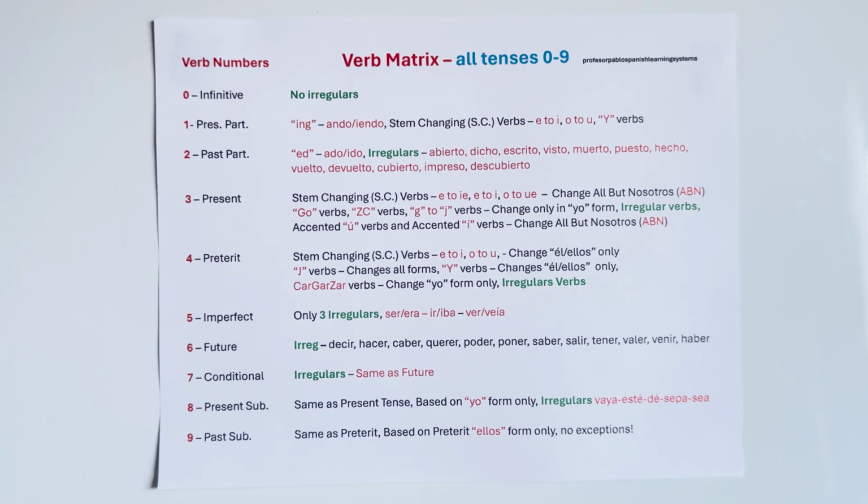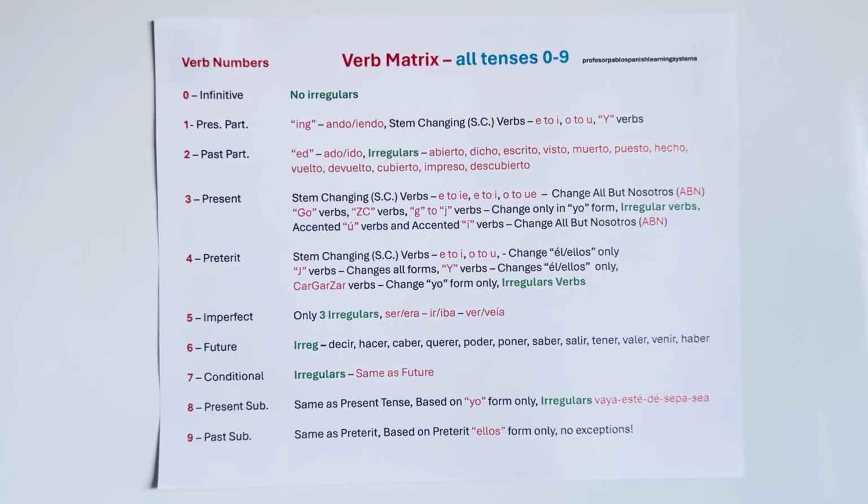Ser, it's era, right? Like we were friends, éramos amigos. Ir, we used to go to the beach, íbamos a la playa. And ver, I watched a lot of TV when I was a kid. Cuando era niño, veía mucha televisión. That's it for the imperfect. Simple. Future, there are some irregular verbs. You see them there.